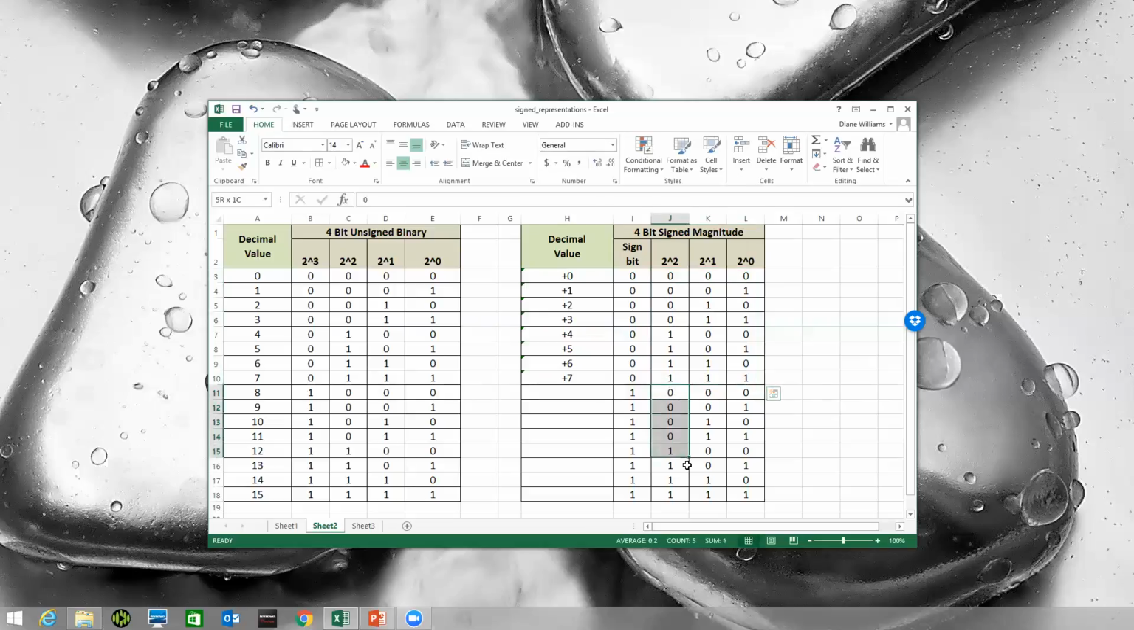Now notice here, the magnitude starts to repeat. We have a magnitude of 0, 1, 2, 3, 4, 5, 6, 7. But the sign bit is different. So we look at this and we say, well, this number is in sign magnitude form. So the magnitude of this number is 0, but what's the sign? The sign is negative. So we say this number is negative 0.